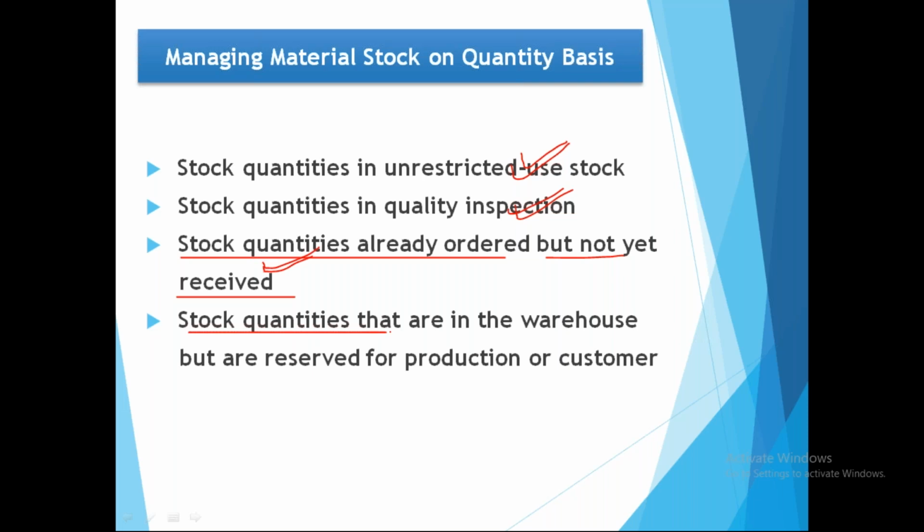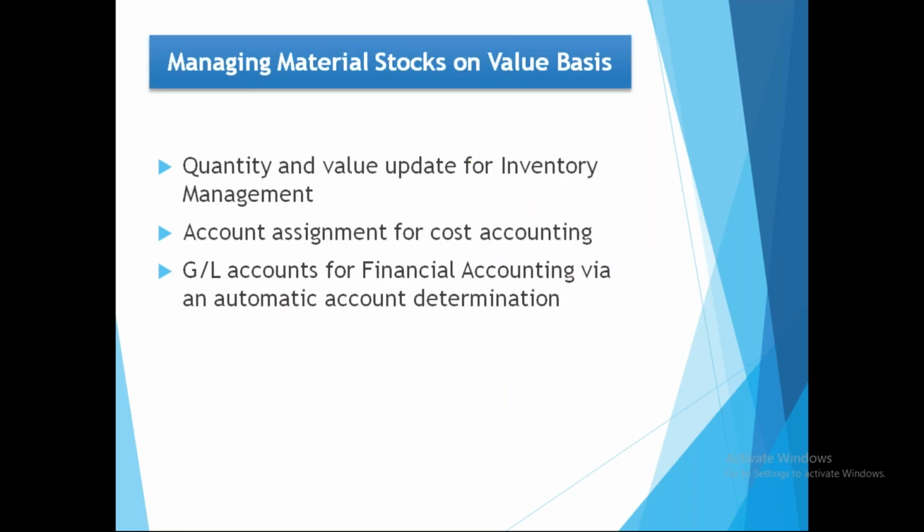Now there will be some stocks that are in the warehouse, but already reserved for a production or for a customer. So it is a reserved stock. Reserved stock. So these are all called different types of stocks. Okay. Now you can manage the stock based on the value basis also.